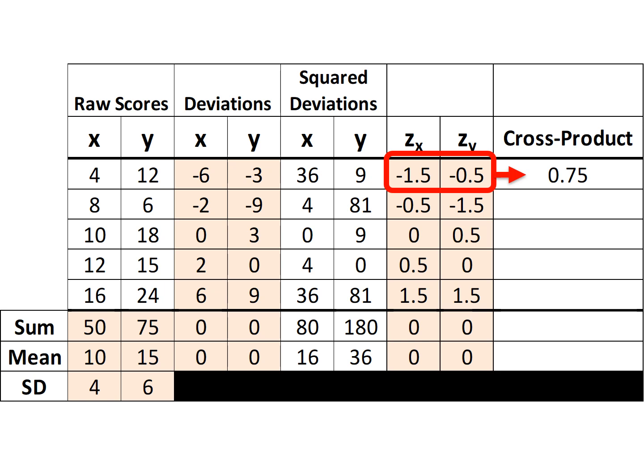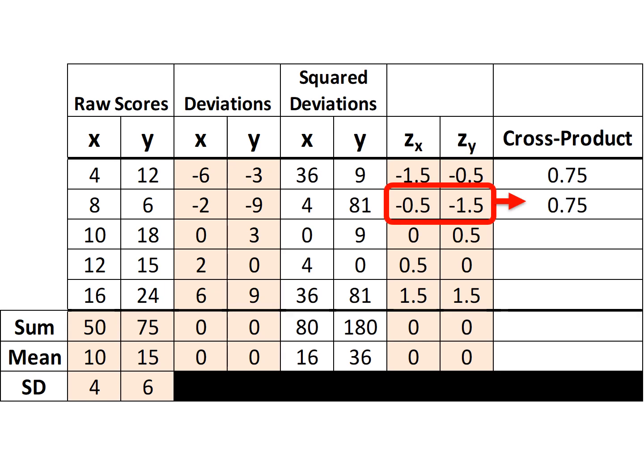Let's start with the two z-scores in the top row. The z-score for x is negative 1.5 and the z-score for y is negative 0.5. To get their cross product, we simply multiply these two numbers together. Remember that when we multiply a negative times a negative, we get a positive. Negative 1.5 times negative 0.5 is positive 0.75. Positive 0.75 is the cross product of these two z-scores. So we write positive 0.75 in the column for cross products.